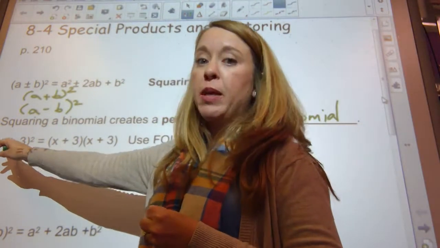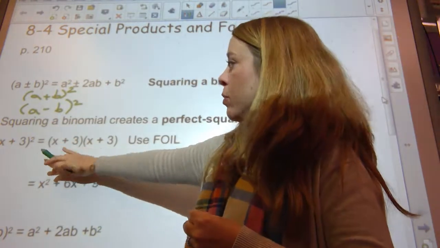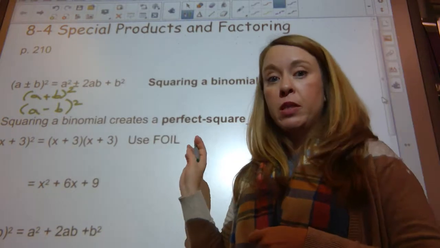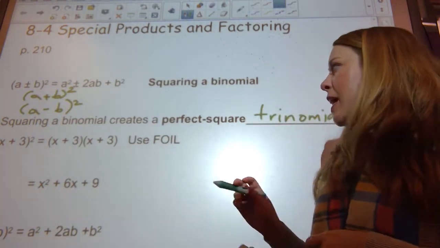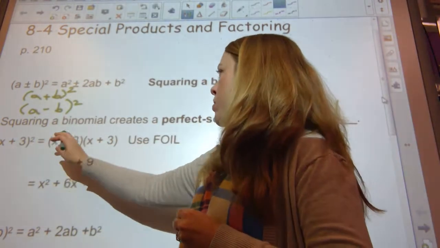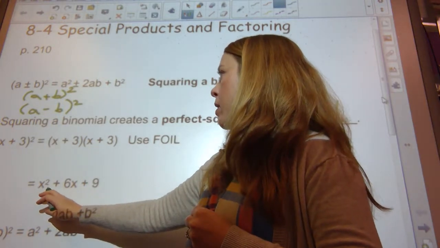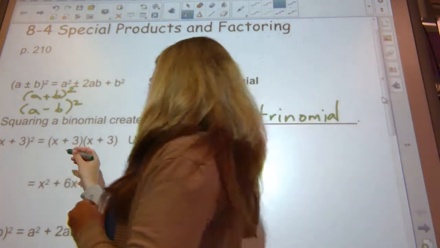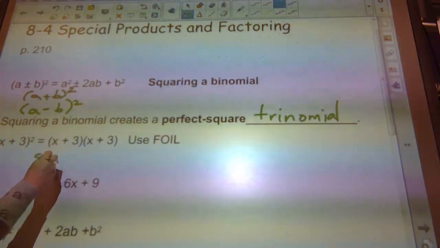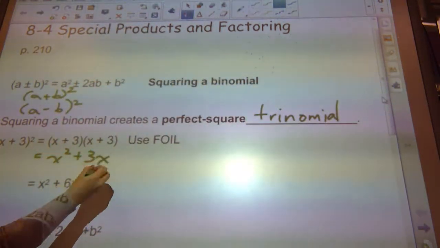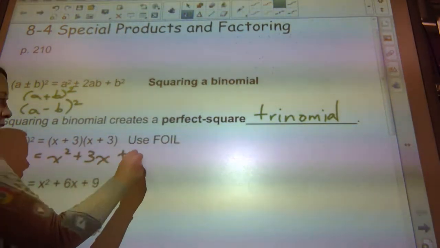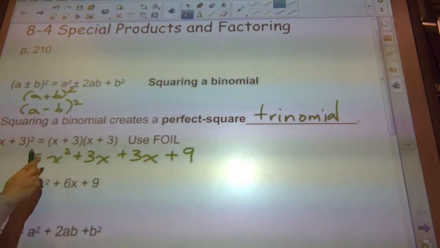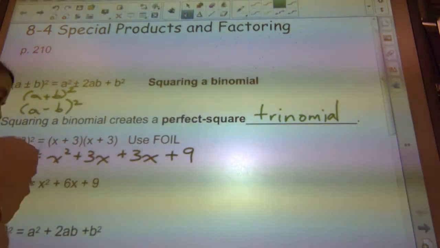So x plus 3 squared, what you're really doing is x plus 3 times x plus 3. So we're going to use FOIL like we always do, okay? So our first, x times x is x squared. Our outer, x times 3 is 3x. Our inner, 3 times x is 3x. And our last would be 9. So then we add them together and we get this, okay?